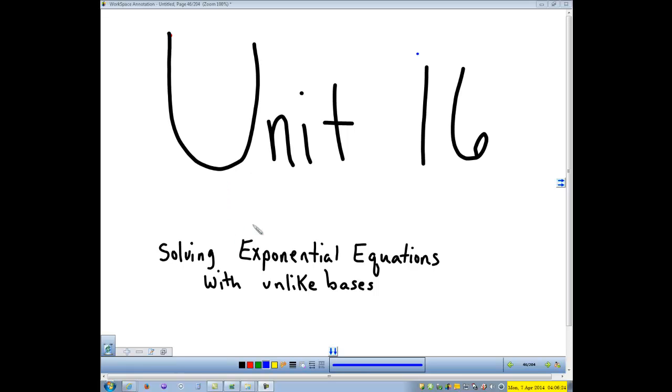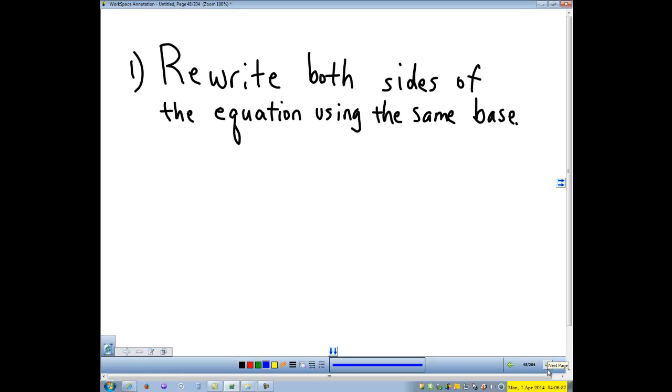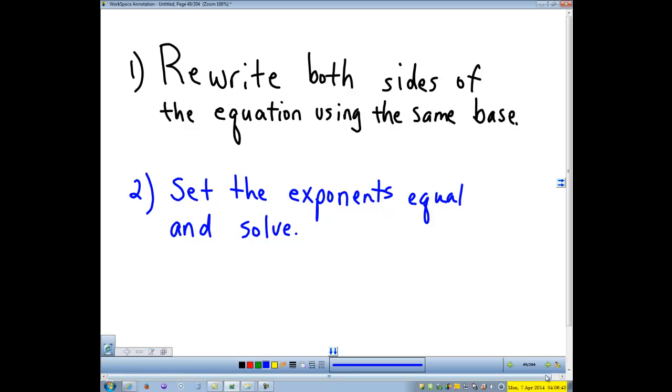We continue Unit 16, Solving Exponential Equations with Unlike Bases. To solve exponentials with unlike bases, we need to rewrite both sides of the equation using the same base. Then set the exponents equal and solve.